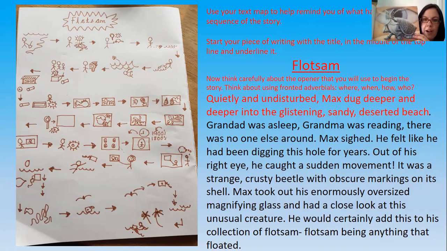It was a strange, crusty beetle with obscure markings on its shell. Can you see the obscure markings? Obscure is another word for strange. Max took out his enormously oversized magnifying glass. We use these because they magnify, they make things look bigger, and had a close look at this unusual creature. He would certainly add this to his collection of flotsam, flotsam being anything that floated.